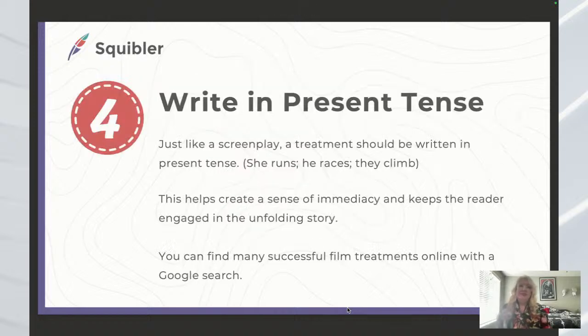You also want to write in present tense, just like a screenplay. So you want to use he runs, he races, they climb, everything. The subject should be doing the action of the verb. This is going to help create a sense of immediacy, and it's going to keep the reader engaged in the unfolding story. You can find a lot of successful film treatments online with a Google search. They're not difficult to find, and they're the exact ones that famous writers and directors have used to create their films.